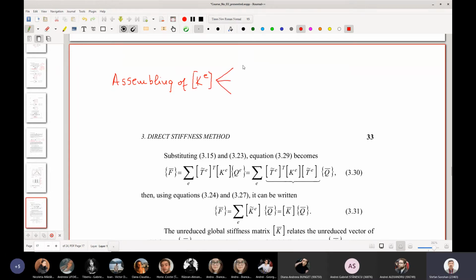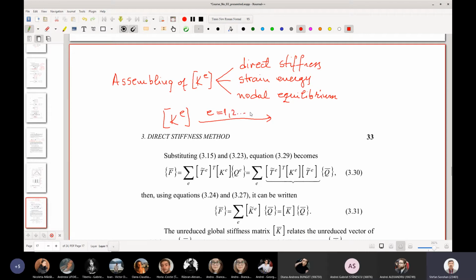Using three methods. The first one was direct. The second one was the strain energy method. And the last one was the equilibrium, or nodal equilibrium, let's write, because nodal. And we can write something like that. So if you write, for example, K bar, for E equal to 1, 2 till the last element, assembling means that I will obtain this K bar as the sum of the expanded K elements.